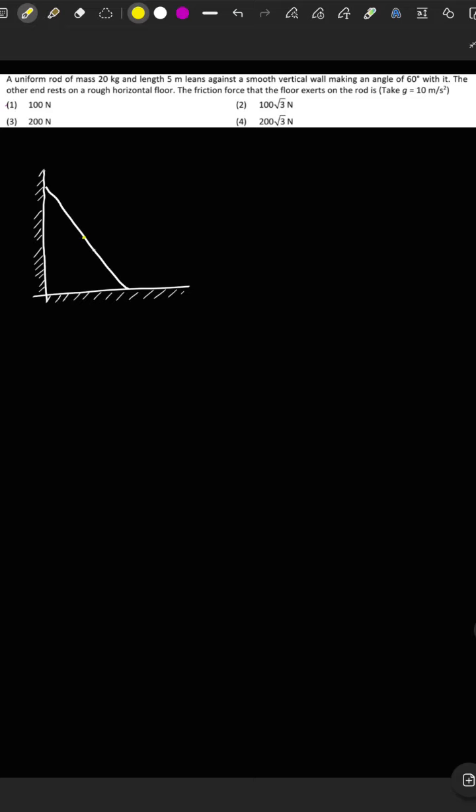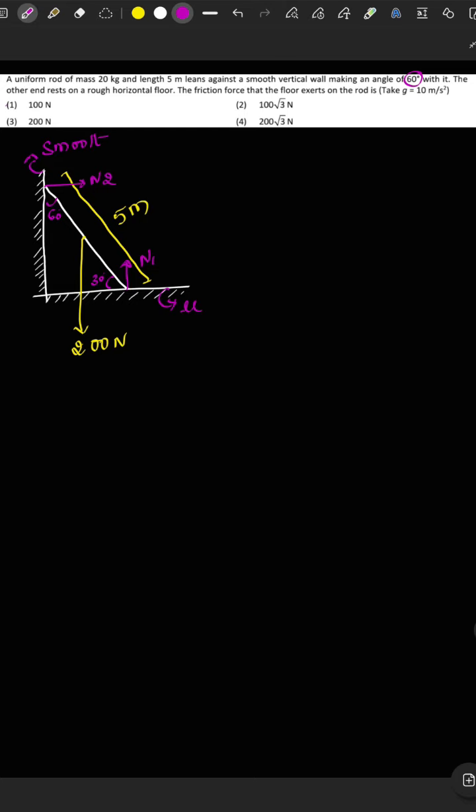First, I am considering the body's weight as 200 Newton because it is 20 kg, and the length of the rod is 5 meter. Let us write a normal force at the points of contact, N1 and N2. They have also mentioned the wall is smooth, so there is no friction on the wall, but there is roughness on the floor. They have mentioned the angle 60 degree with the wall, which means this is 60 degree, then we can consider this one as 30 degree.